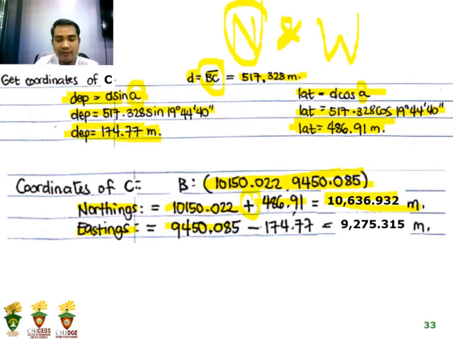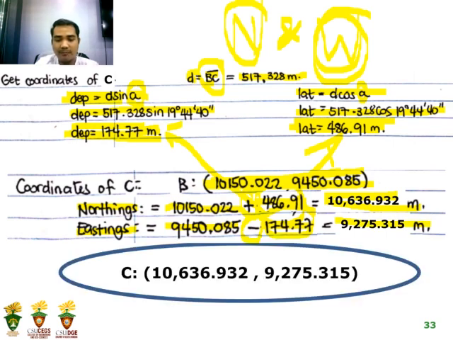And for eastings, we are going to use the value of the eastings of B, coordinates of B, which is 9,450.085. Ato siyang i-minus kay naka-west, naka-west siya. So minus 174.77, which is gikan na siya dito, and kaning 486 is gikan siya dira sa latitude. Therefore, 9,450.085 minus 174.77, we will have a value of 9,275.315 meters. So again, ano siya ang coordinates sa C? 10,636.932 and 9,275.315.